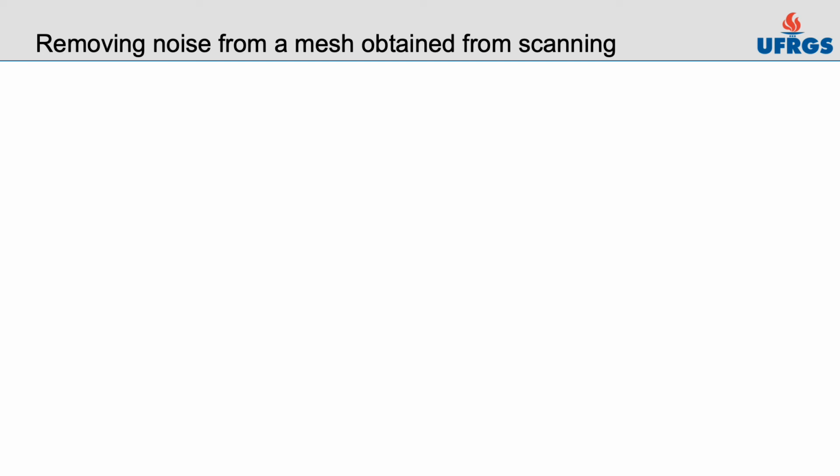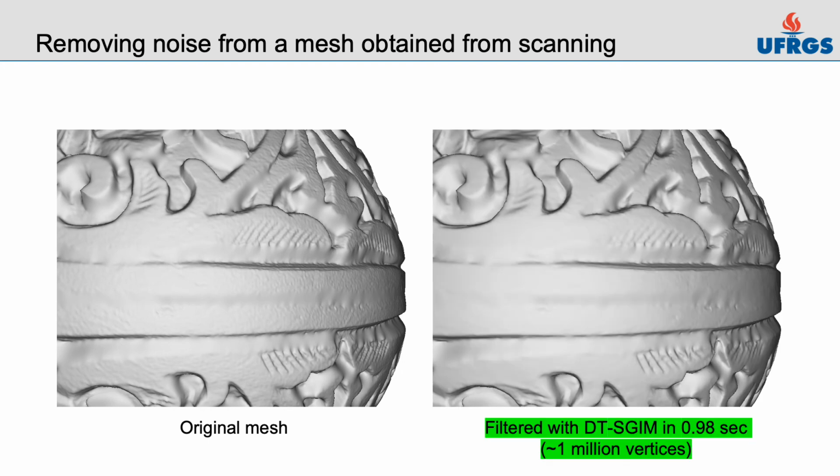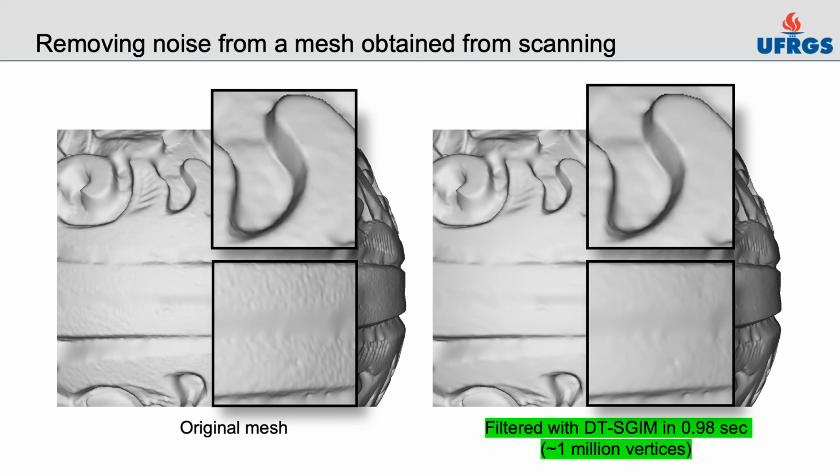We also show an example of removing noise from a mesh obtained from scanning. This is the original mesh, and this is the result after being filtered by our filter. The total filtering time was less than 1 second for about 1 million vertices. You can see in this amplified image how the noise was successfully removed by our filter. You can also see on the top that the important curvatures were preserved, as expected.